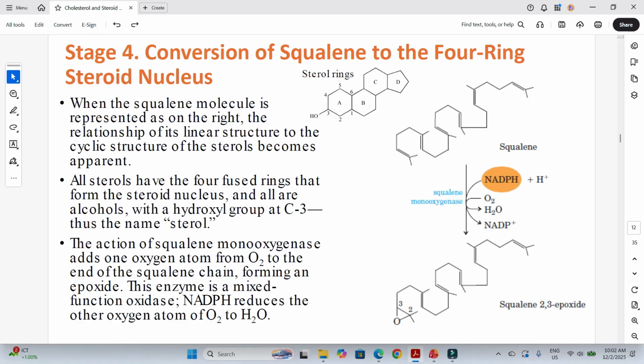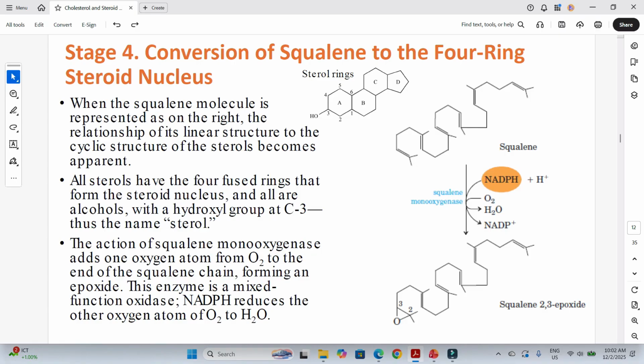Okay, so you will notice here that we have drawn the structure of squalene in this particular manner. Now, why did we draw it in that way? In order to make the results of the cyclization steps more apparent to you. So for example, what happens first is that squalene monooxygenase epoxidizes carbon 2 and 3. So you end up here with an epoxide.